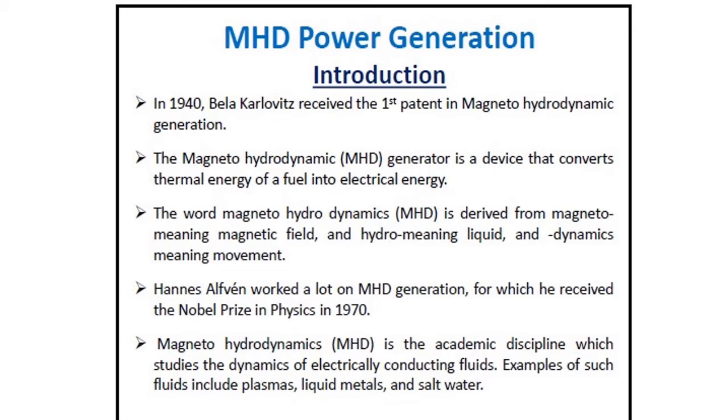According to Faraday's law, when a conductor is moved across a magnetic field, a voltage is induced in it which produces an electric current. So in an MHD system, what is actually happening is that the solid conductors are replaced by gaseous conductors.